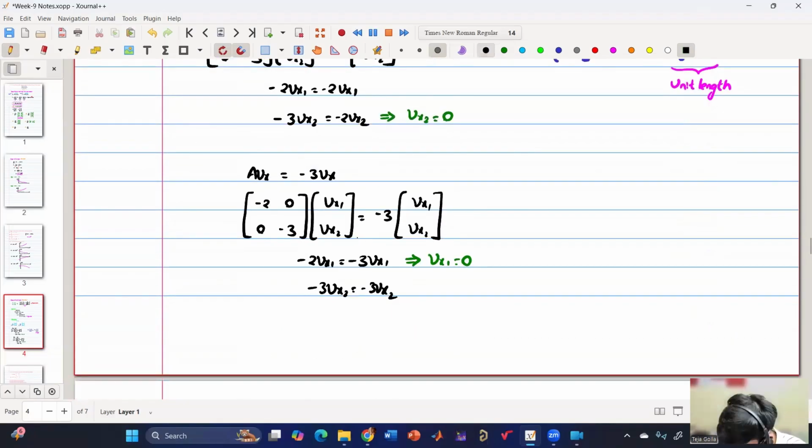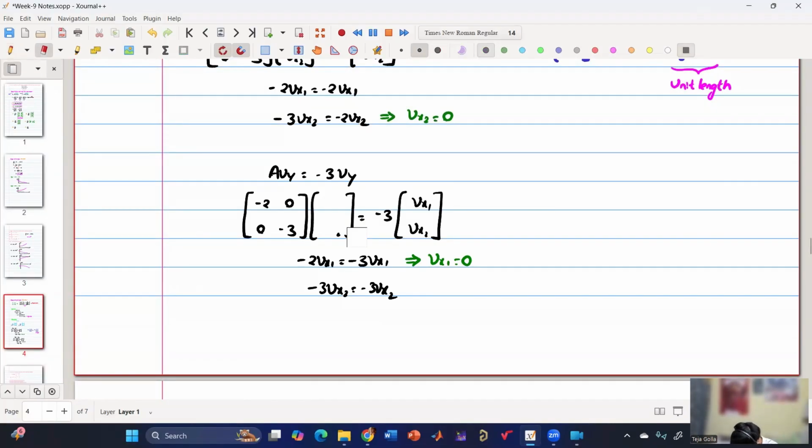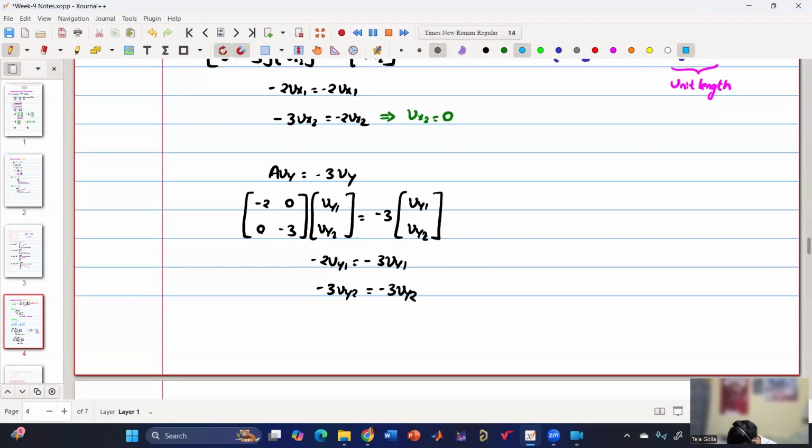So this is another vector, so we have to use Vy. So A into Vy equal to -3 into Vy. So this will be Vy1, Vy2. Similarly, all this should be changed accordingly because that's the notation we have considered. So -2Vy1 equal to -3Vy1, and -3Vy2 equal to -3Vy2. So now from here you will get Vy1 equal to 0 and Vy2 can be anything.